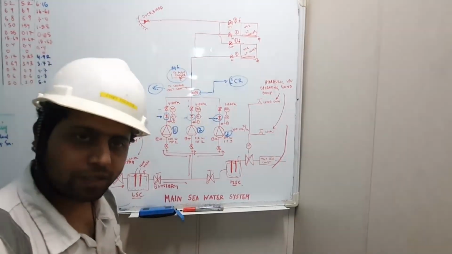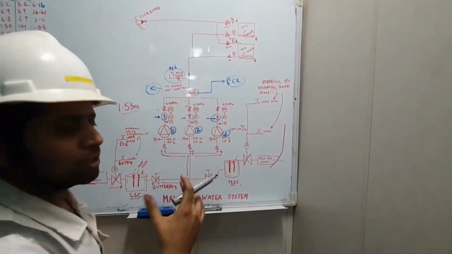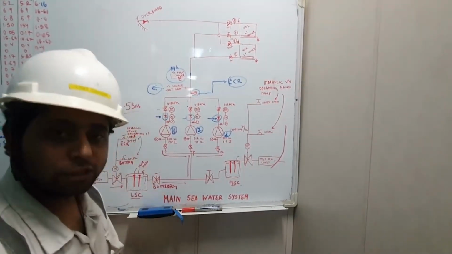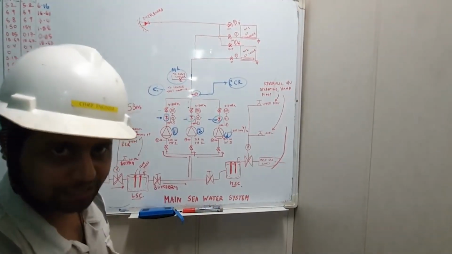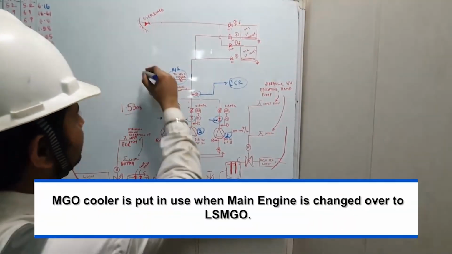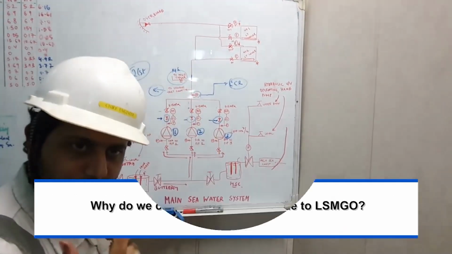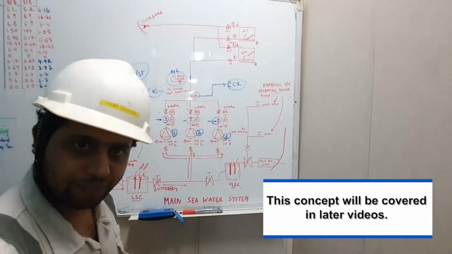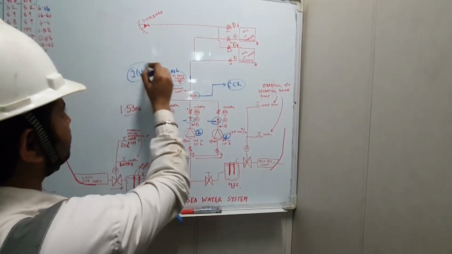When we change over the main engine to LS MGO from VLSFO, then we put this MGO cooler in use so that the viscosity of the LS MGO reduces. The temperature is on a lesser side and viscosity is more than 2 cSt in any case. So the MGO cooler cools down because of the seawater, and reduces the LS MGO temperature. Copy, guys, it is very important so that viscosity is in a normal shape. It should always be more than 2 cSt.